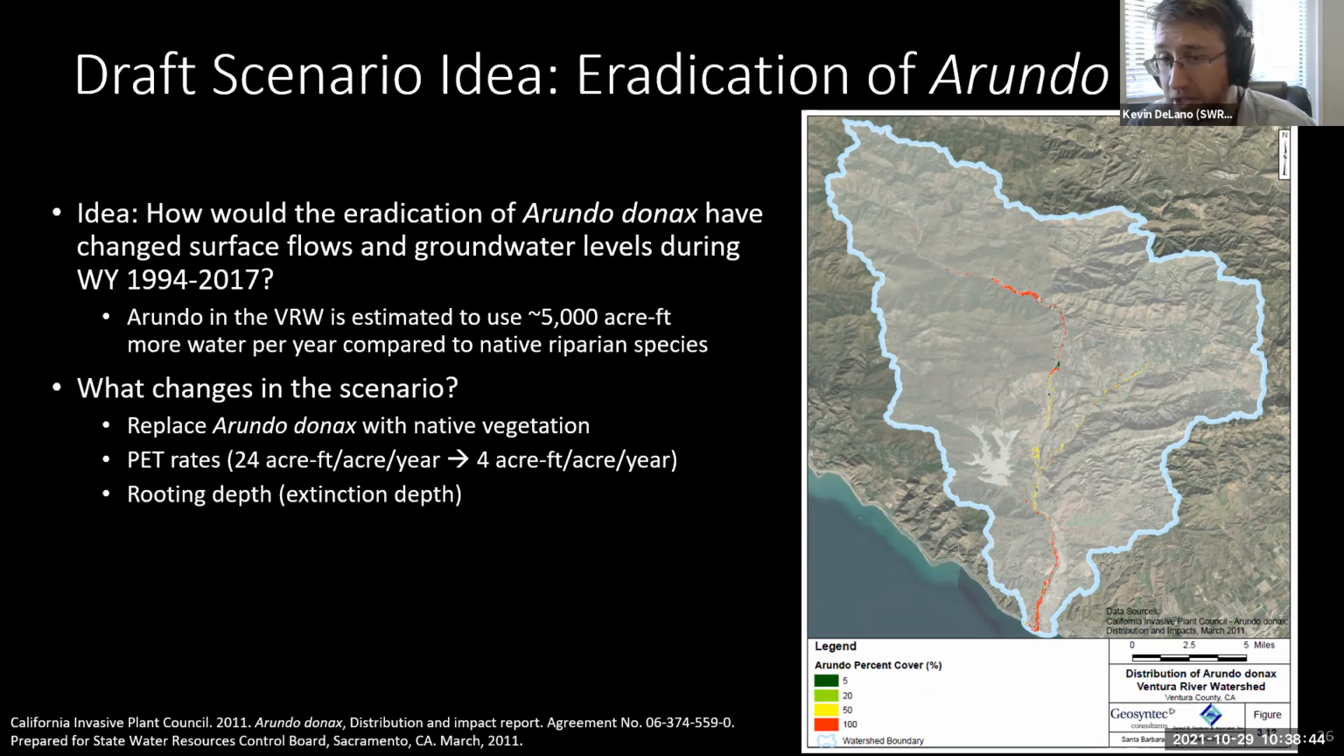That's a good question. We don't know. That's kind of why we'd want to run the scenario, is to see how groundwater levels and surface water flows would change if all Arundo was replaced with native vegetation. It does sound like there have been successful eradication efforts, at least partway through the watershed, but we'd be looking at fully removing it in this scenario and just replacing it entirely with native vegetation.